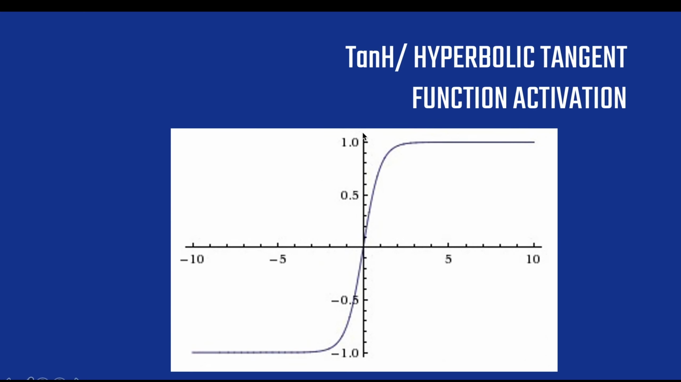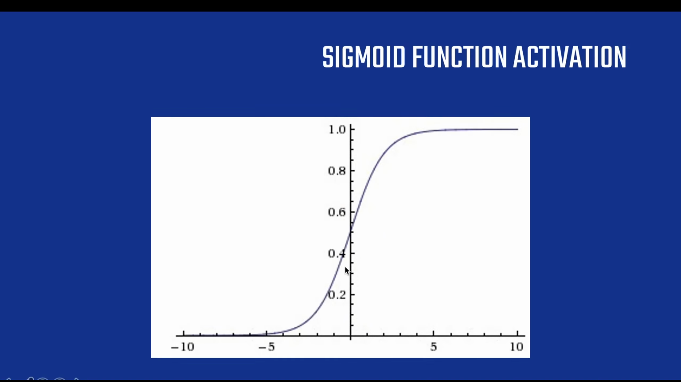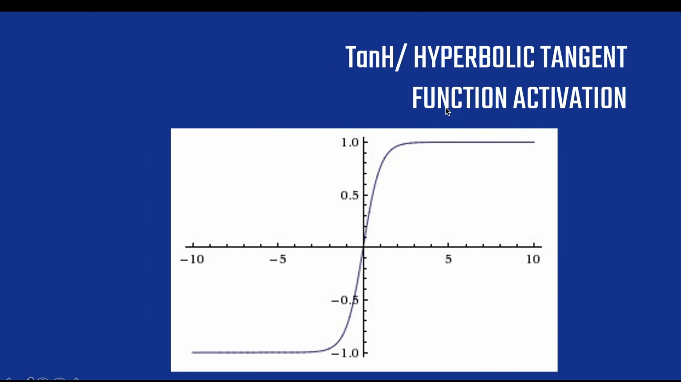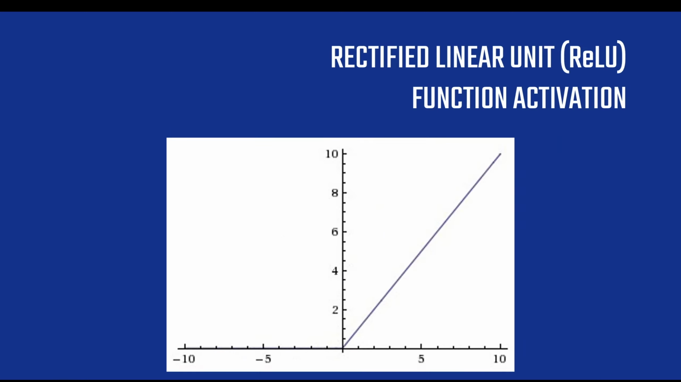Tanh, or hyperbolic tangent function, activation is just an upgrade of the previous one. It has a wider range from -1 to +1, and we can split up the data more accurately. Unfortunately, this function has the same downsides as the previous one, because as you can see here, it's flat. So as it approaches 1, it will take forever to split it up.